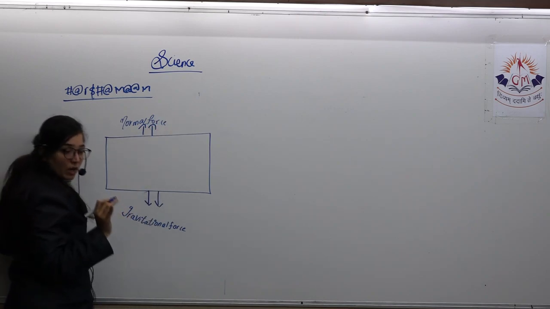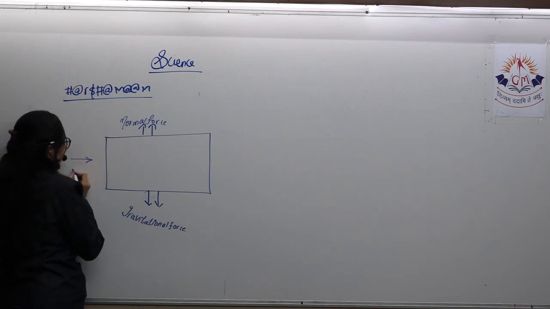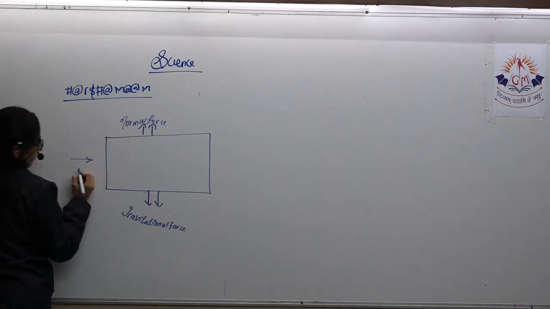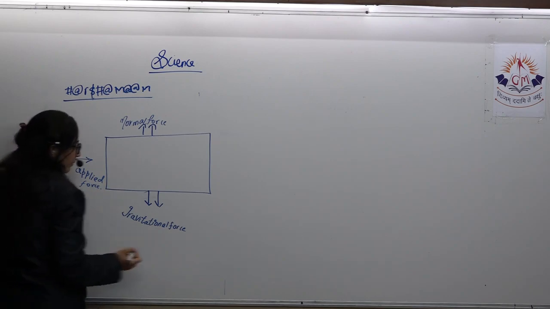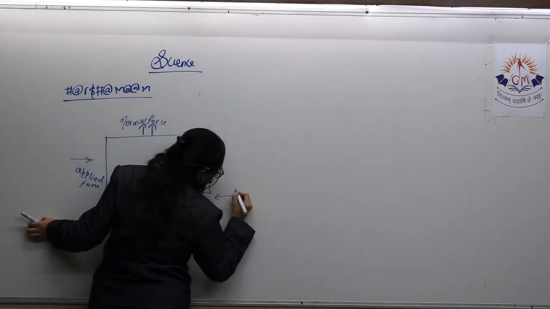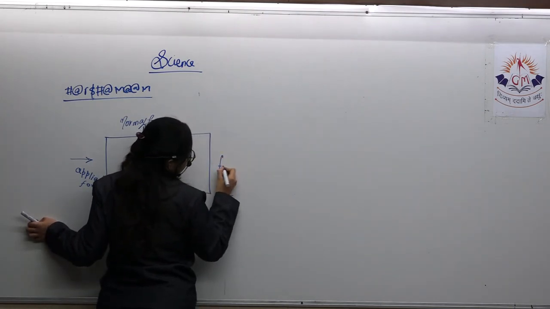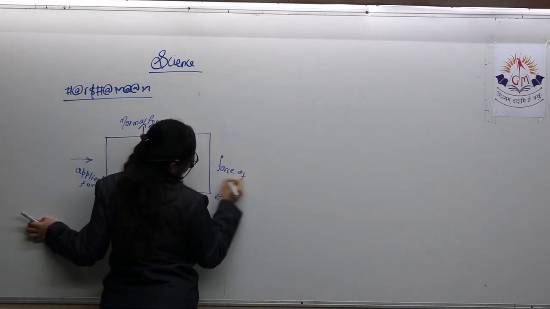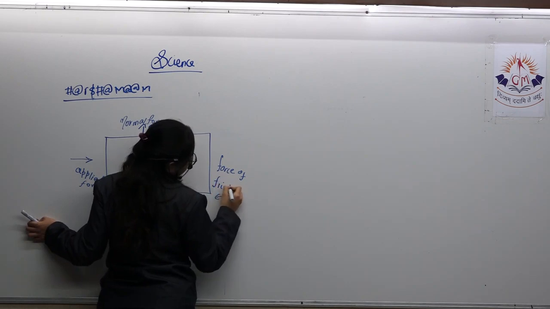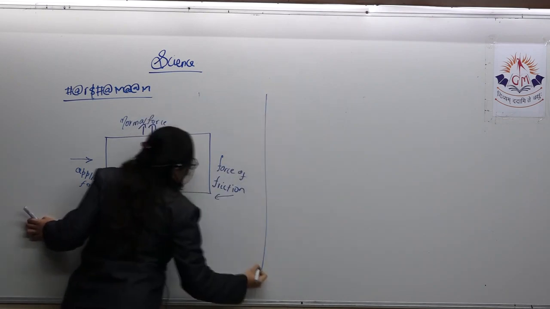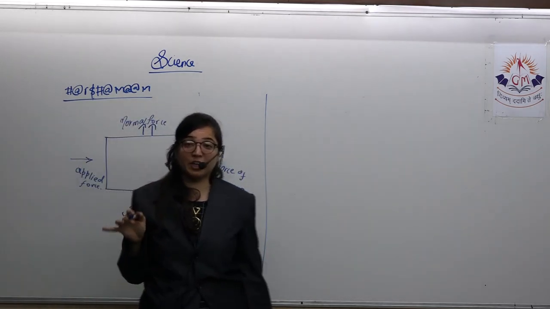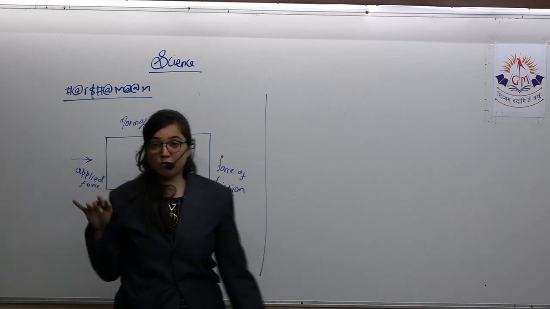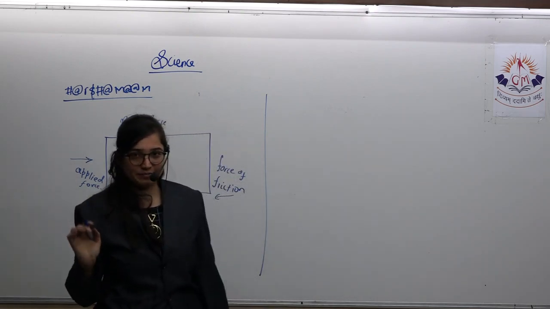Now, whenever an applied force acts in one direction, then the force of friction will always oppose it. On the basis of this concept, we have to try to understand the situation that they have given, and try to write how the forces are acting on it.